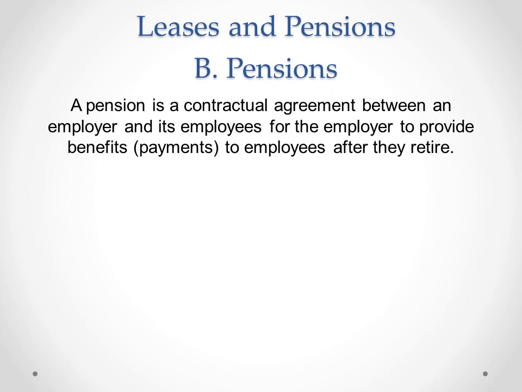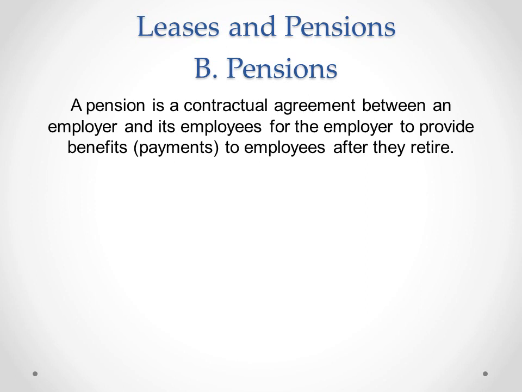So let us now discuss the second type of leases and pensions. So we have something here that we call pensions. So let us define what a pension is. A pension is a contractual agreement between an employer and employees for the employer to provide benefits or payment to the employees after they retire.